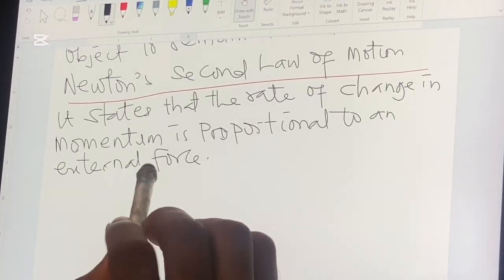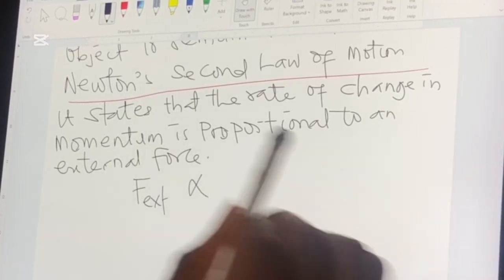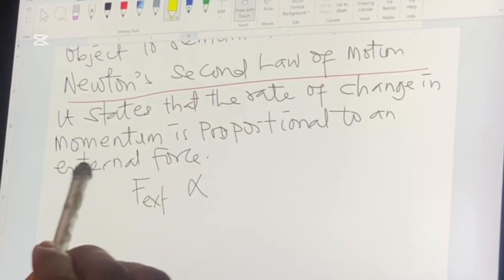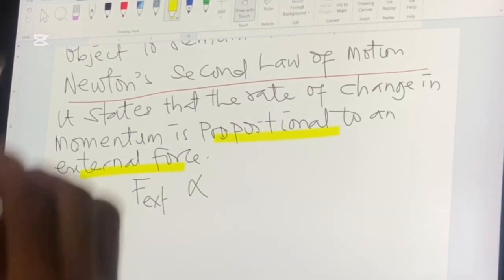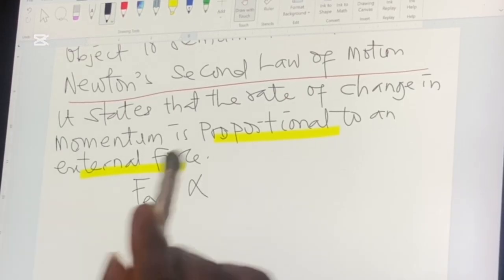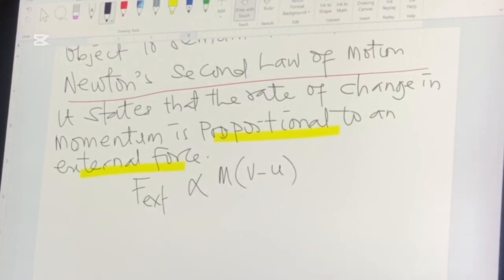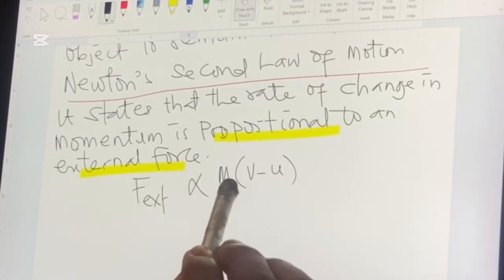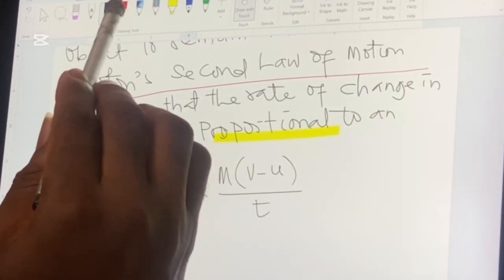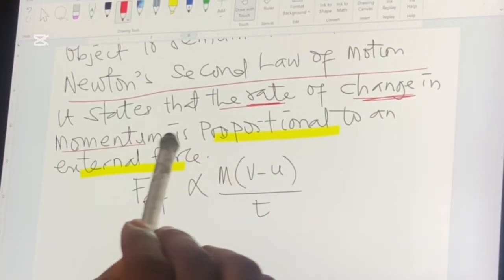From the statement here, class, the external force is directly proportional to the rate of change in momentum. Of course, change in momentum is mass times (V minus U). The word rate means that the quantity is being divided by time. So this change in momentum will be divided by time.